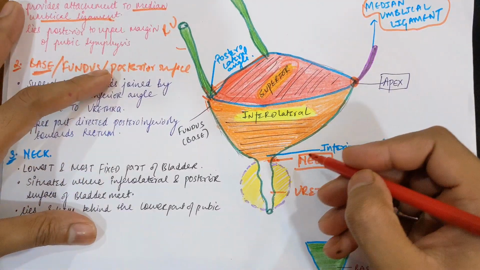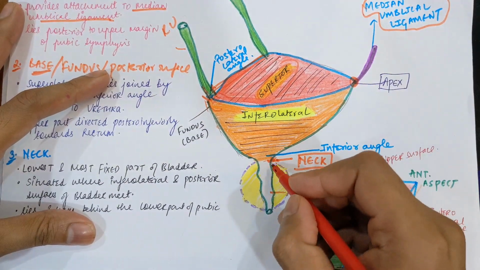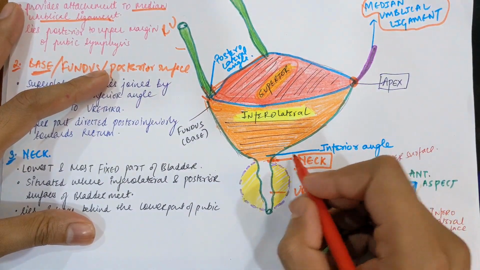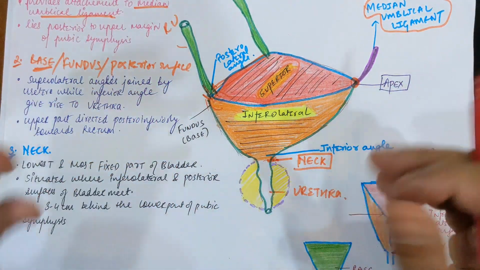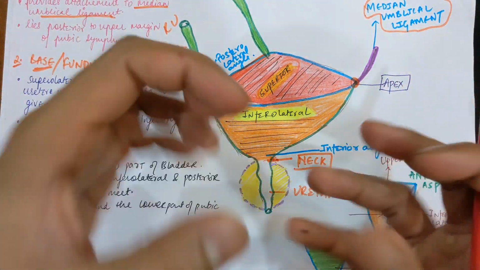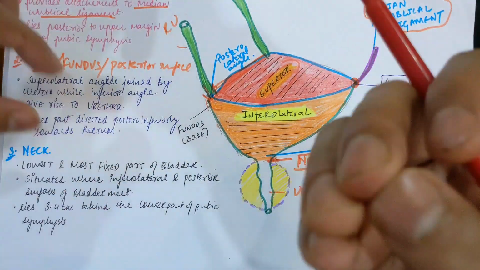Now from the inferior angle your urethra begins, and this area where the inferior angle is formed is called the neck of the bladder. So it is actually on the inferior surface. Okay, so this neck is present on the inferior surface, from where your urethra originates.